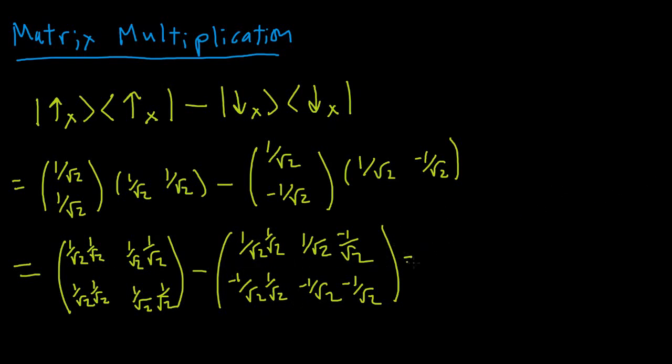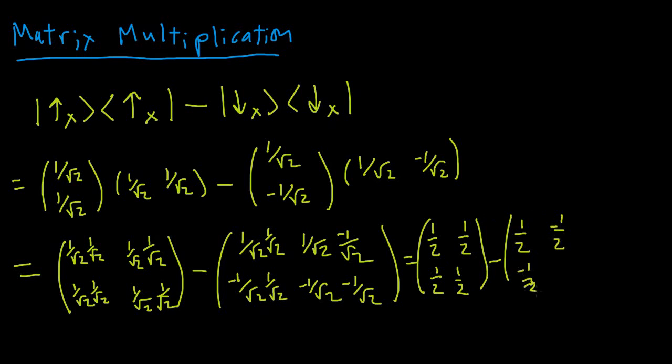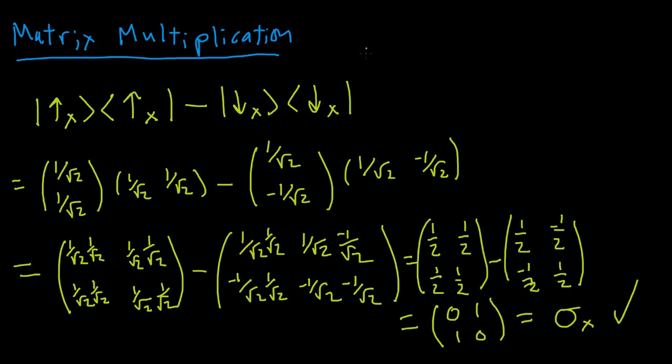Anyway, this is just equal to 1 half, 1 half, 1 half, 1 half, minus 1 half, minus a half, minus a half, and 1 half. And this is just equal to 0, 1, 1, 0. And that is just equal to sigma x. Ooh. Now, it seems pretty mystical, right? That this thing equals sigma x.